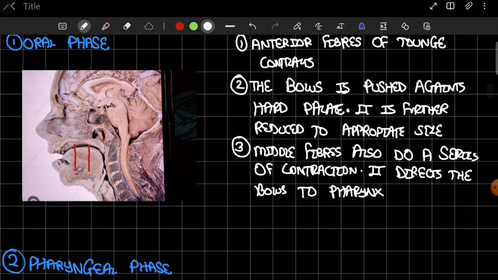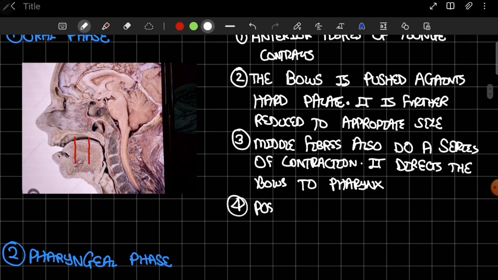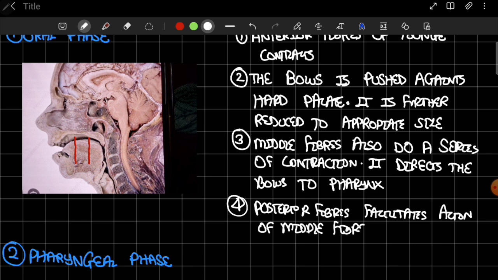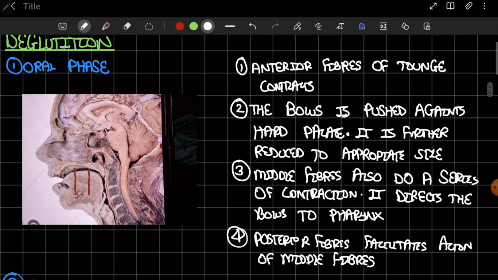And what is the role of the posterior fibers? The posterior fibers facilitate the action of the middle fibers, and thus our oral phase of deglutition is done. Anterior fiber contracts, bolus is pushed against the hard palate, it is pushed backwards, the middle fibers do a series of contractions, the posterior fiber aids in these contractions, and the bolus is pushed to the pharynx.